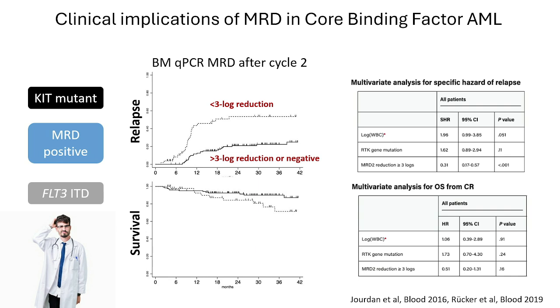Well, you can see in a multivariable analysis, actually the MRD reduction significantly outweighs the presence of the KIT or the FLT3 mutations.